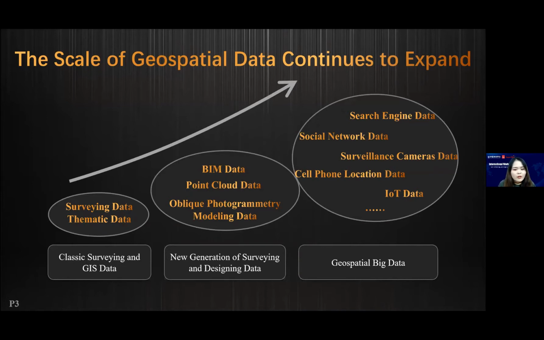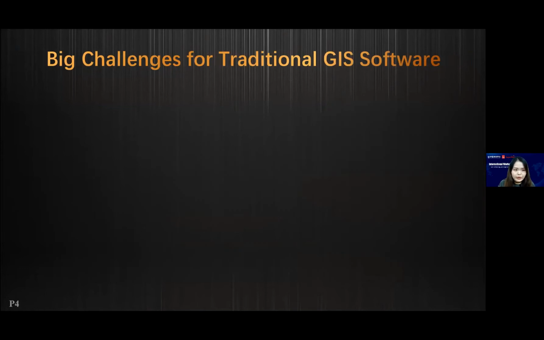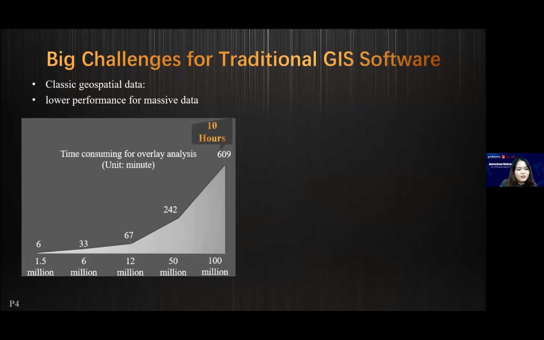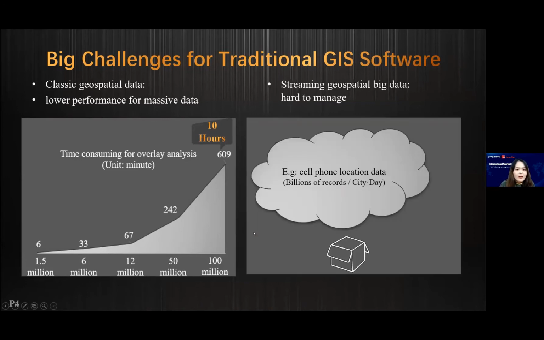So with those large amounts of data, it brings big challenges for our traditional GIS software. Just do a simple overlay analysis. The time consumption will reach 10 hours if we do the analysis with 100 million records. And also, what's worse, the traditional GIS software cannot deal with those big data.